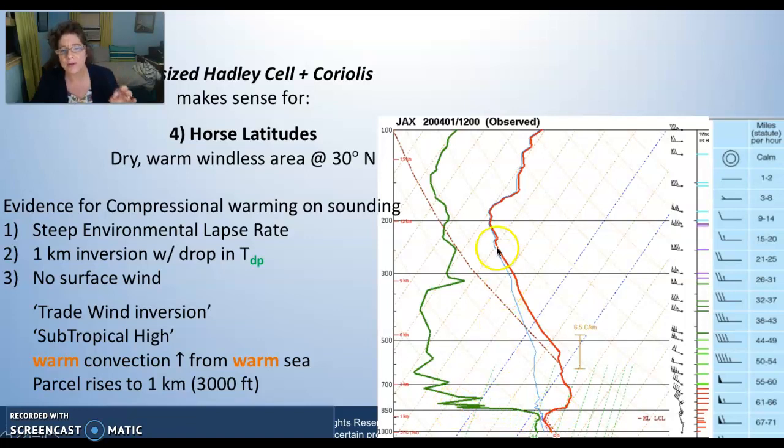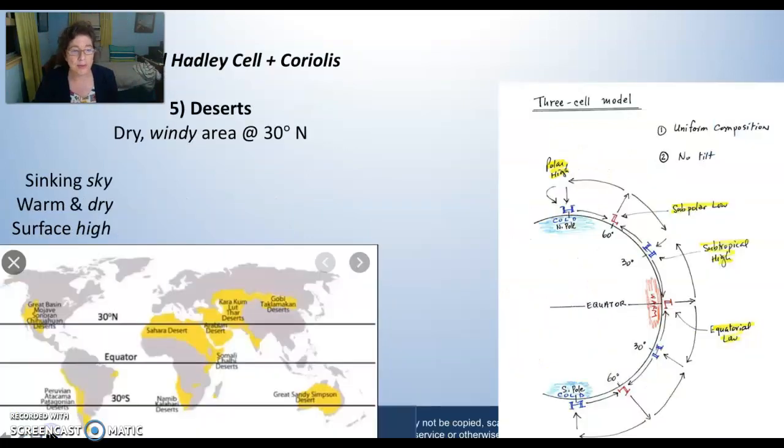So you know the parcel that has descended here has dried out and left a very low dew point, a dew point with a real difference here. So that is a trade wind inversion, also called a subtropical high. The reason that this inversion is 1 kilometer up is because there is so much convection off of a warm sea. So that convection moves up and the inversion is farther up. We'll go into a little bit more of what this describes.